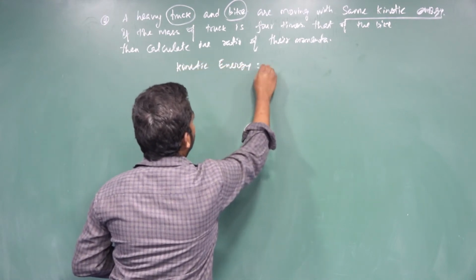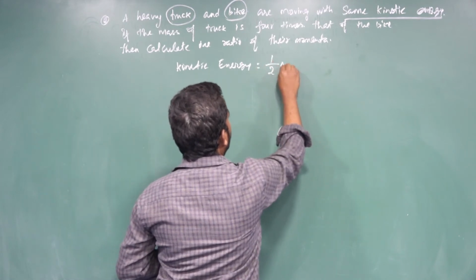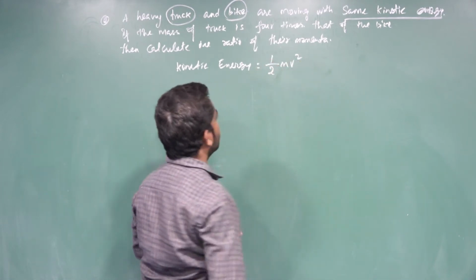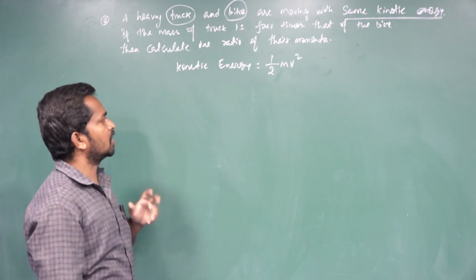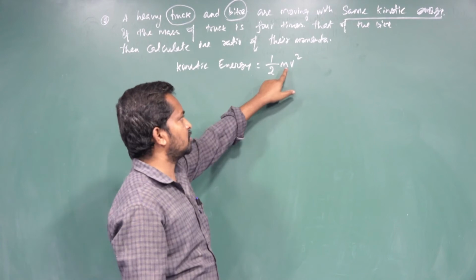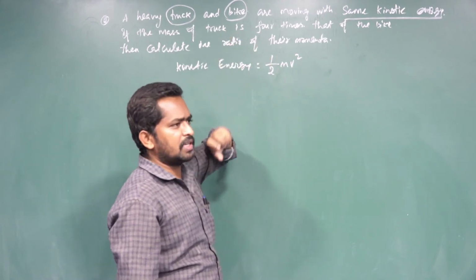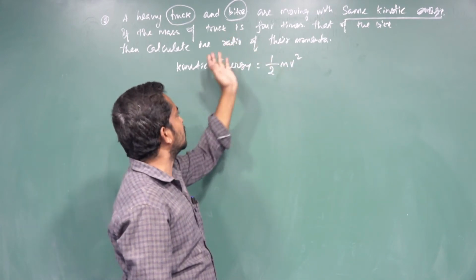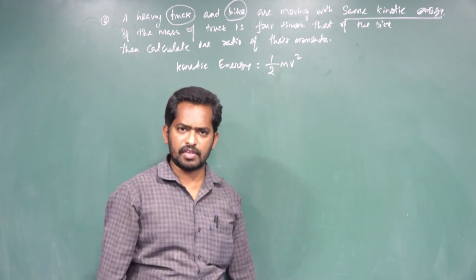Kinetic energy is equal to half mv square. This is the general formula of kinetic energy, which means the object moves with velocity v. The mass of the object is m, moving with velocity v. The kinetic energy formula is equal to half mv square.